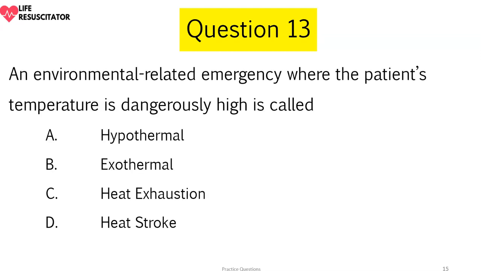All right, the next one, an environmental related emergency where the patient's temperature is dangerously high is called what? Hypothermia, exothermia, heat exhaustion, heat stroke. So which one is correct? And let's move to next.